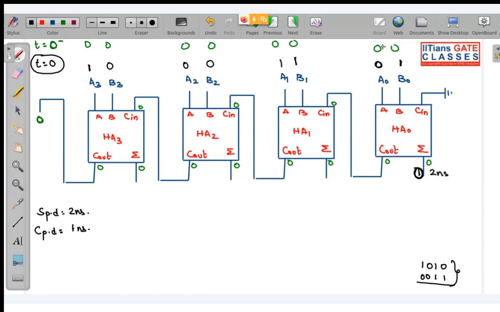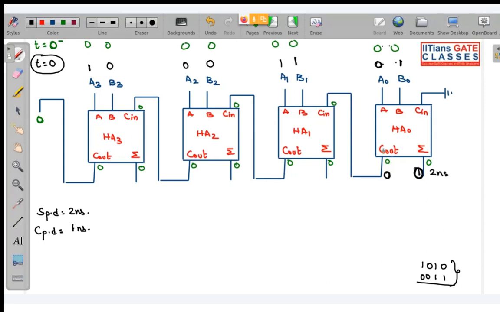See, when I had added 0 plus 0, carry is 0. When I add 0 plus 1, carry is still 0. So that means there is no transition in the output of this full adder in your carry. So this is 0. This green color 0 was present at 0 minus. This black color 0 is at t equal to 0. Why? Because there is no transition in the carry. And I told you propagation delay will only come into play when there is a transition in the output.